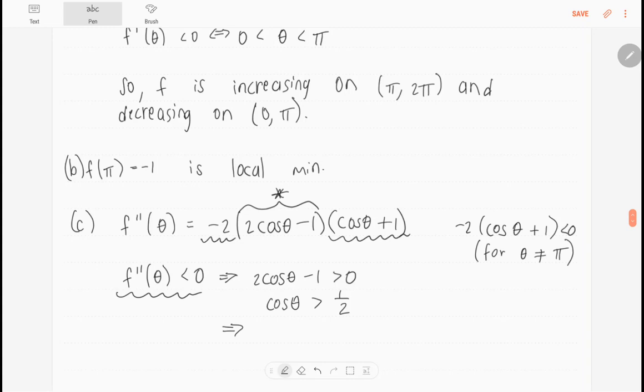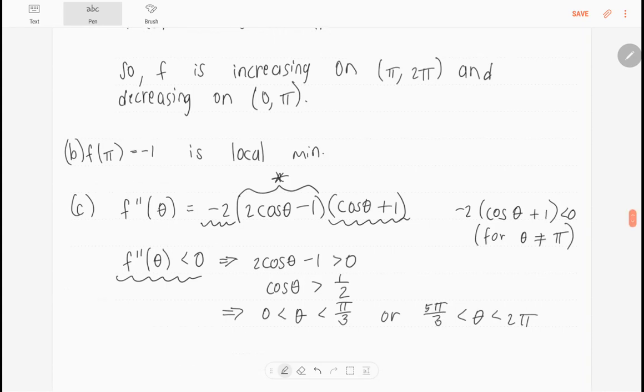And that implies that, if we look at the interval we are working with, theta is between 0 and pi over 3, or it's between 5 pi over 3 and 2 pi. So we have shown what we wanted to show. We've shown that the second derivative is less than 0 on the open interval from 0 to pi over 3.